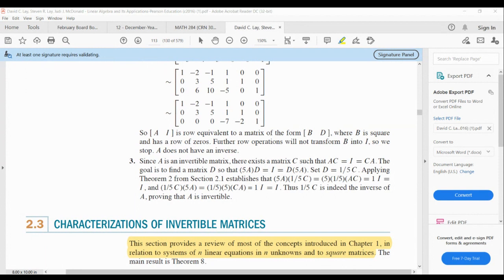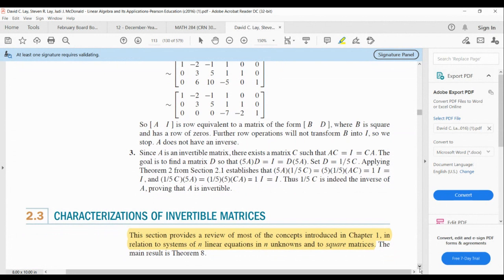Okay, so once again, this section 2.3 provides a review of most of the concepts introduced in the first chapter in relation to systems of n linear equations and n unknowns and to square matrices. The main result is Theorem 8, which is called the invertible matrix theorem. Okay, let me bring this theorem up for you.